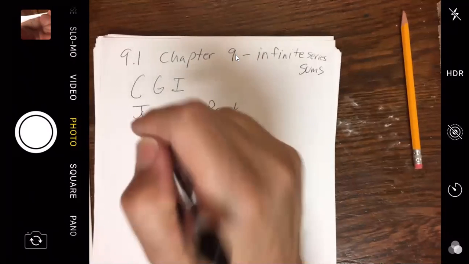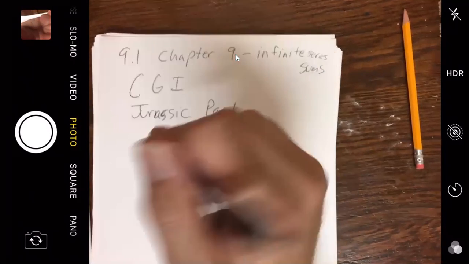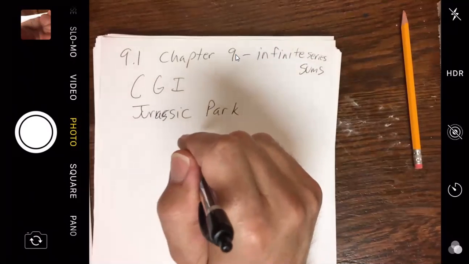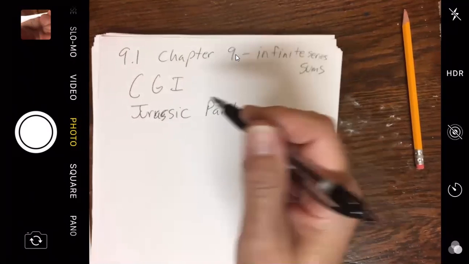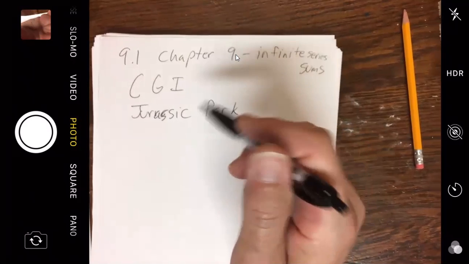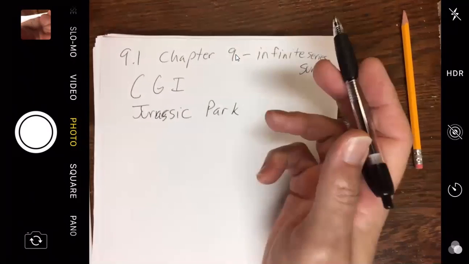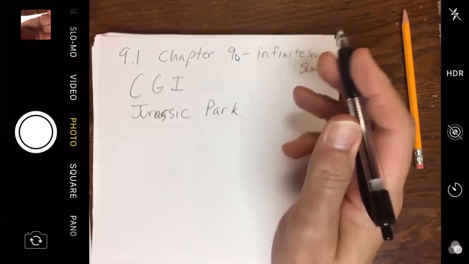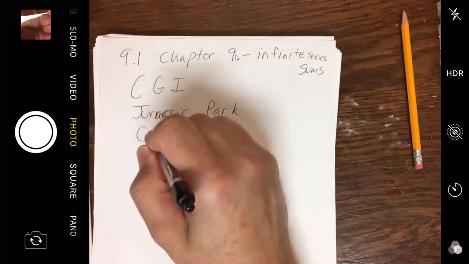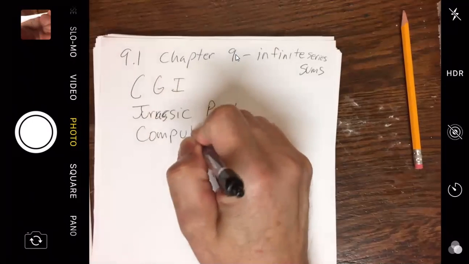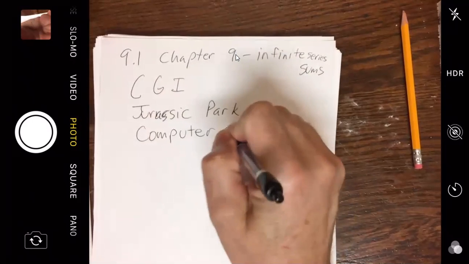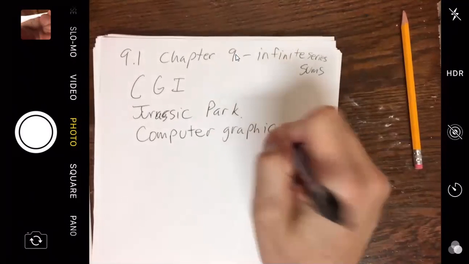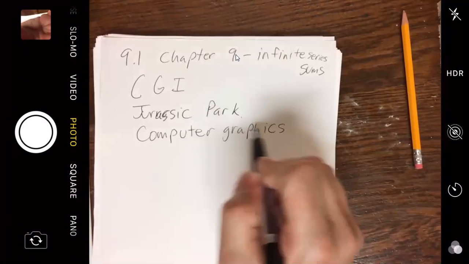Michael Crichton wrote the book and Steven Spielberg made the movie. It was about a dinosaur park where you could go like a normal zoo, but you see dinosaurs. Now, the dinosaurs in that movie were generated from computer graphics. Most of them were. They did have some animatronics where they made models, but a lot of them were created from computer graphics.